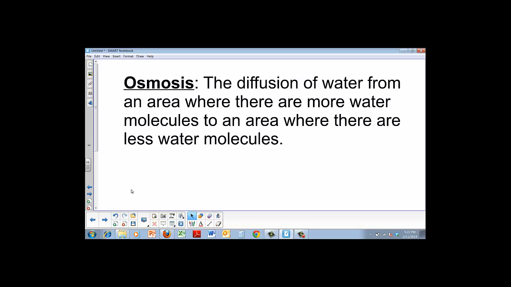So osmosis is the movement of water from an area where there are more water molecules to an area where there are fewer water molecules. We are still moving molecules, except now we're talking specifically about water. So osmosis is the diffusion of water.